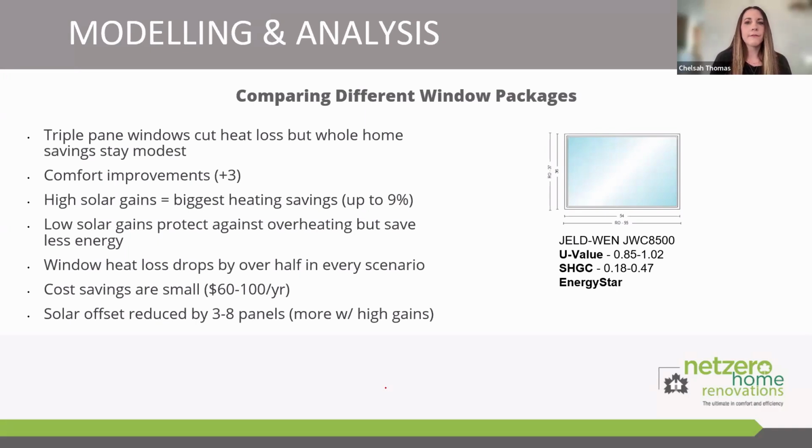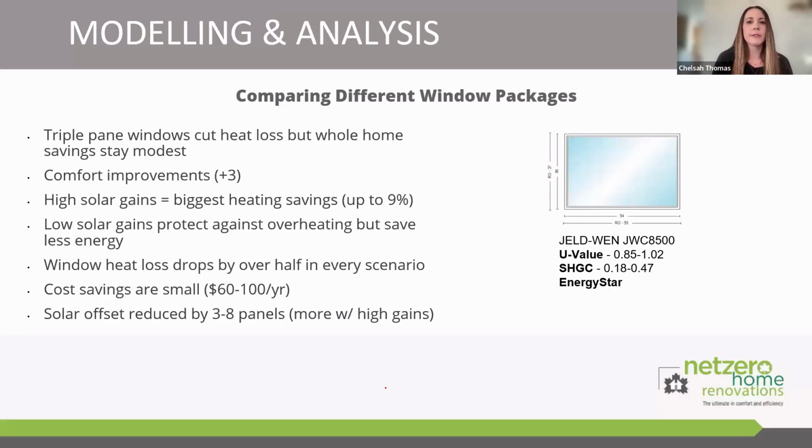For the operating costs, every triple pane package saw reductions, but the range was small, about $55 to $125 per year. So for homeowners choosing windows, it shouldn't necessarily be in relation to lowering their annual energy bills.